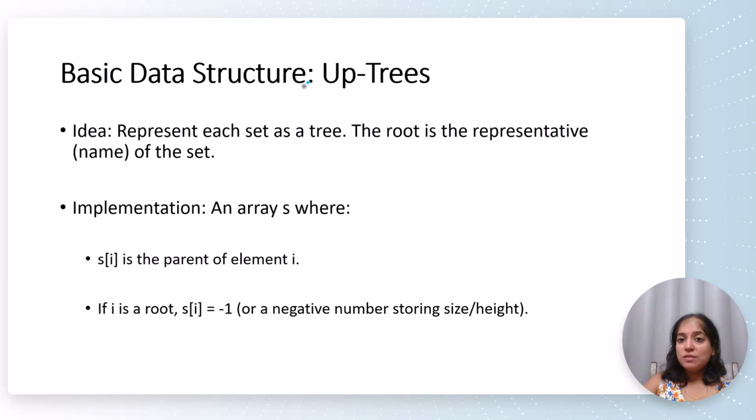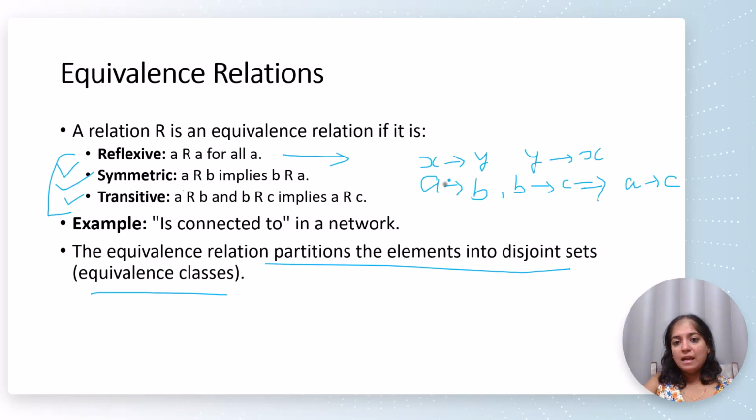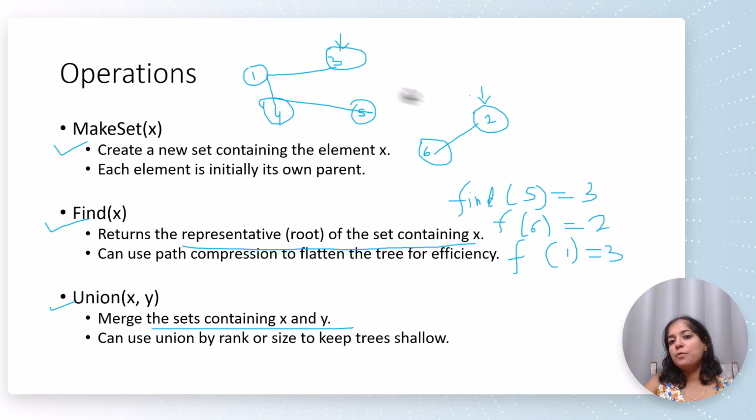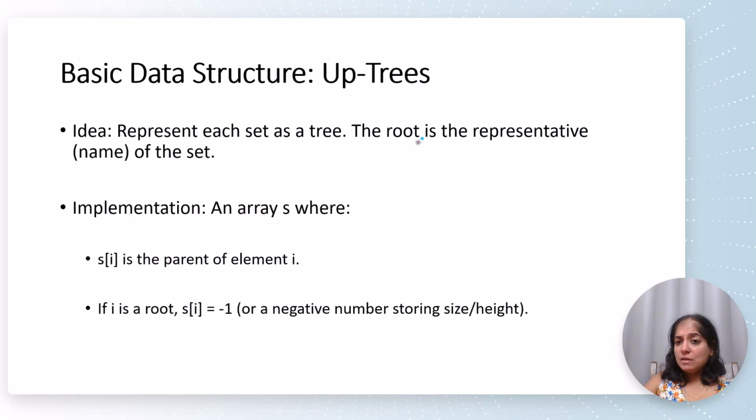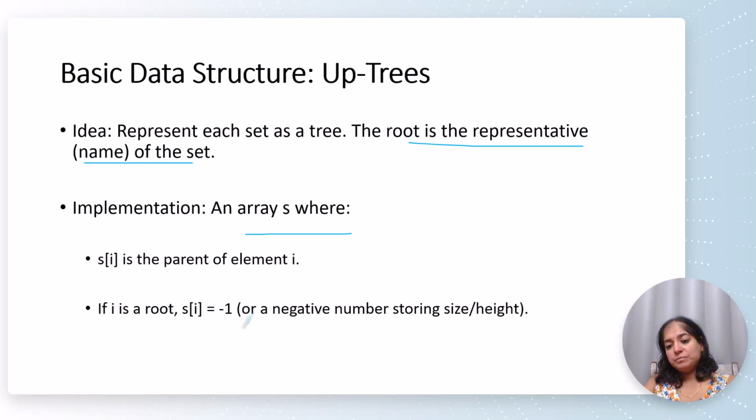The basic data structure we use here is the up-trees. The idea is to represent each set as a tree, like I did in this one. The root is the representative name of the set. For implementation, we use an array where S[i] is the parent of the ith element, and if i is the root, then S[i] equals -1 because it does not have any parent.